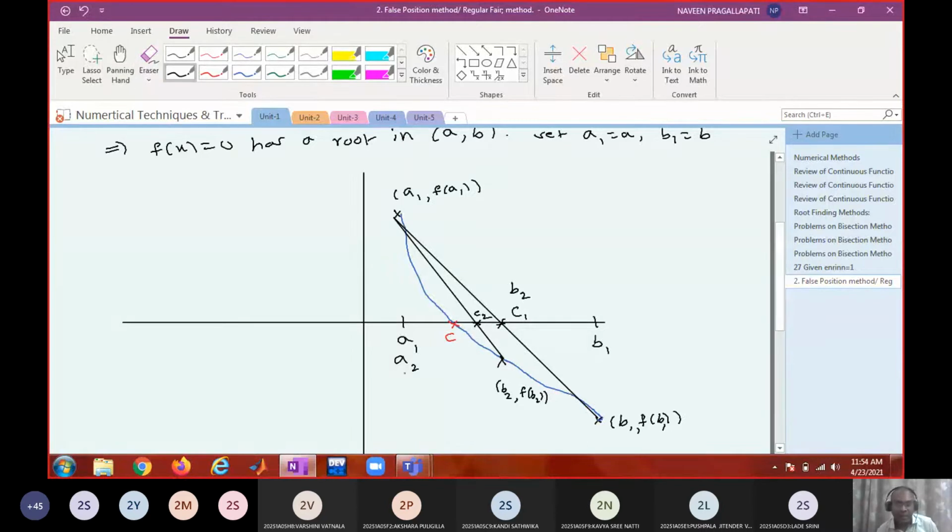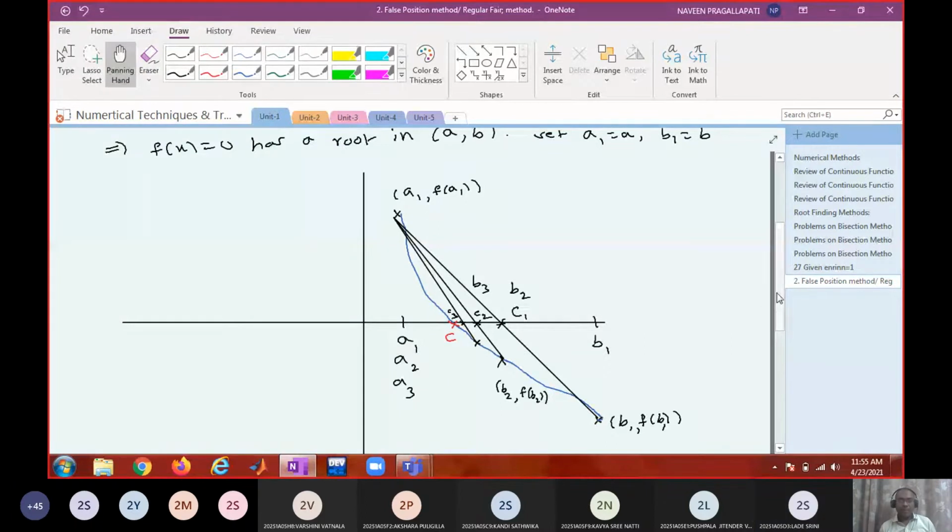So for the next iteration, you rename A2 as A3. You rename this C2 as B3. Call this f of B3. Again join these lines. See where this line is meeting the x-axis. That is going to be your third approximation, which is C3. Now as you see, as the number of iterations goes on, the sequence of approximations C1, C2, C3 and so on is converging to the actual root. Do you agree?